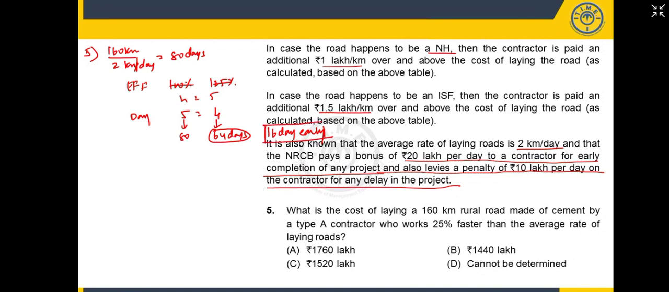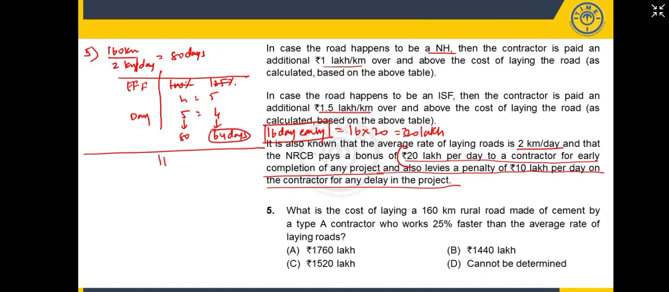This is one part of the story. You'll finish the work 16 days early. I hope up to this is clear, everyone. Yes, sir. Since he works 25% faster, he'll be able to save 16 days. And for these 16 days, he'll be paid 20 lakhs per day according to this statement. That means he'll be paid 320 lakh rupees as bonus because he has finished the work 16 days early.